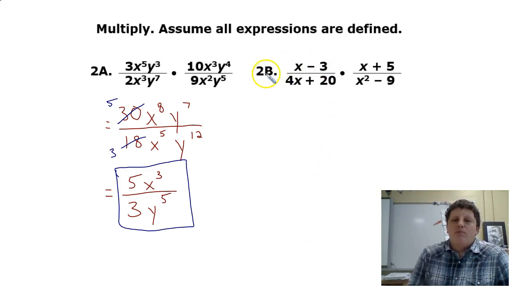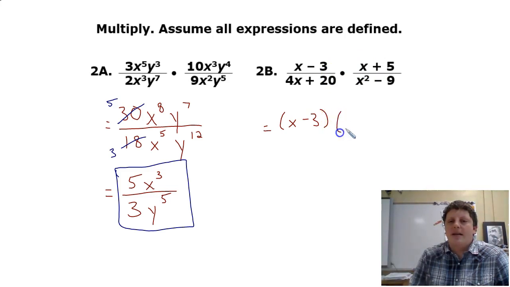In example 2b, now we have some polynomials larger than monomials, some binomials. So what we want to do is try to factor them. That's the first thing that you want to do when you're multiplying, just factor. So x minus 3 is already as reduced and factored as it's going to be, and x plus 5 is the same. So if I multiply x minus 3 times x plus 5, I can just put those as one thing in parentheses times the other thing in parentheses. So my top really is already taken care of.